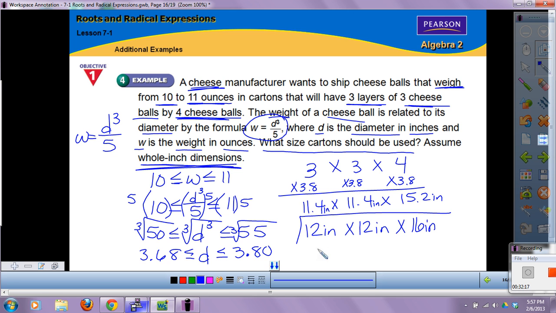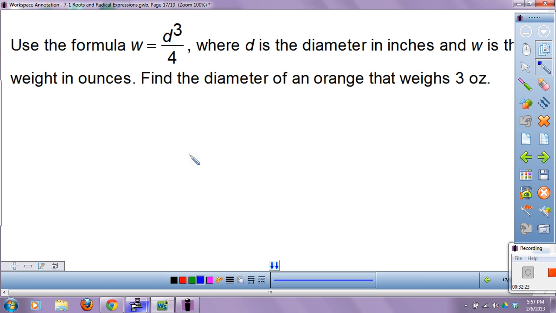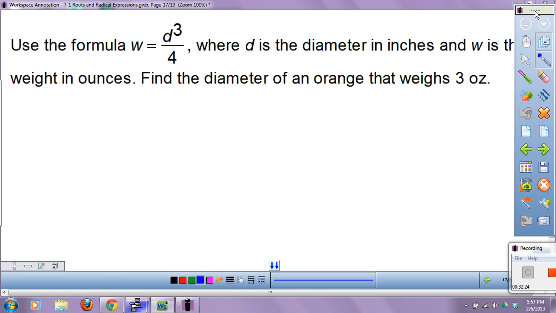Okay, if you follow these steps, then you should be able to do yours on your own. And actually, the quick check is a little bit easier. Go ahead and pause the video so you can work on it. When you're ready, press play.